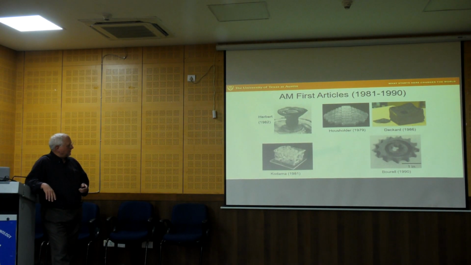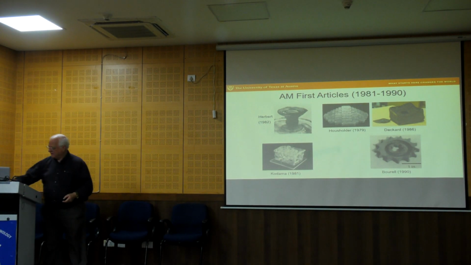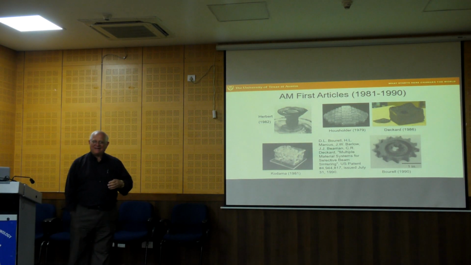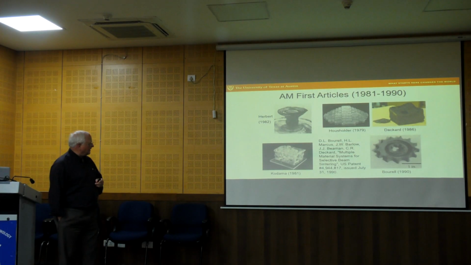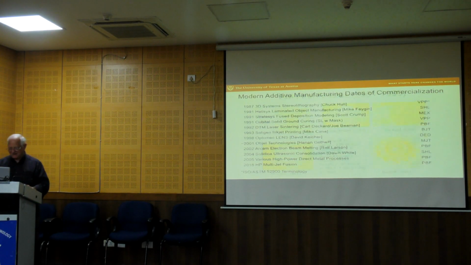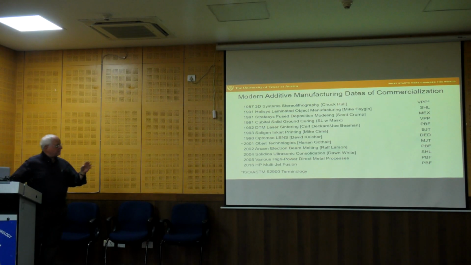And I also show my 1990 part. This is the first metal part that was ever produced on a modern additive manufacturing machine. And we did it in our lab in 1990. It was on the heels of the first materials patent in additive manufacturing, which I worked on, the multiple materials system patent that also issued in 1990. Okay, so here's all the inventors.